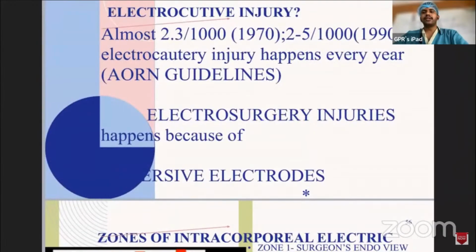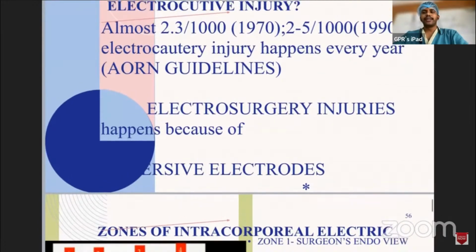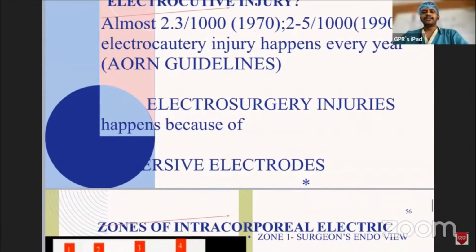It is stated that almost 2.3 out of 1,000 patients around 1970 had this electrosurgical injury. When it comes to 1990 data, it was 2 to 5, and the current data is still a question mark. These electrosurgical injuries most likely happen because of corrosive electrodes sometimes.